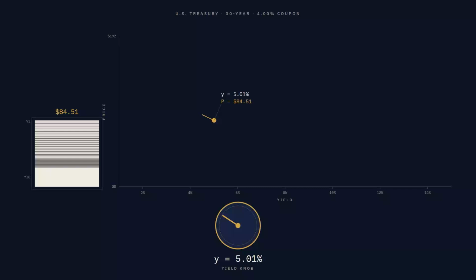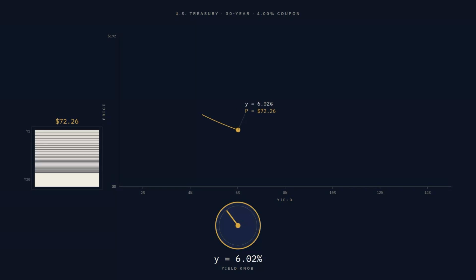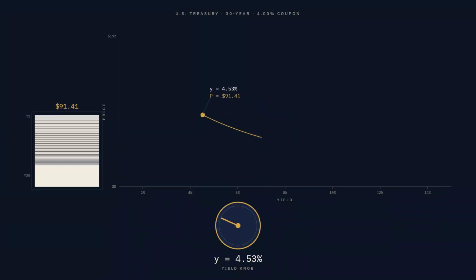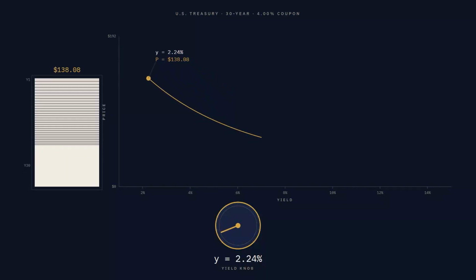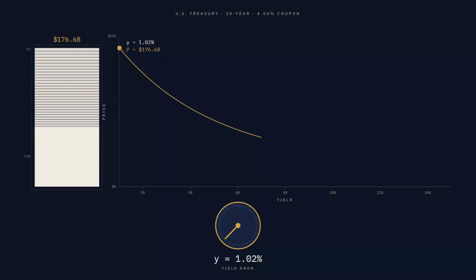Now I'm going to keep turning the knob through 5, 6, 7% and beyond. At each new yield, the rungs resize, the total height adjusts, and a new dot deposits onto the chart. Watch the dots leave a trail behind them. And now turn the knob the other direction, back through 4.5, down to 3, then 2, then 1. This time the rungs grow rather than shrink, the total ladder gets taller, and the dots deposit themselves to the left of where we started.